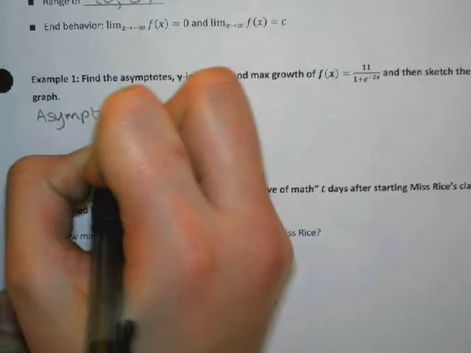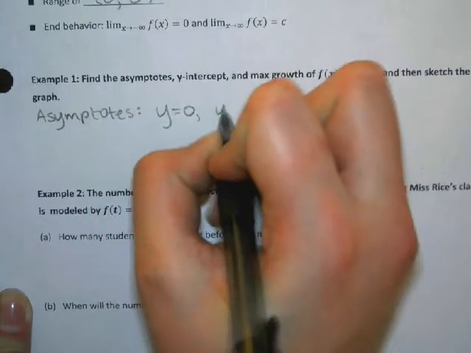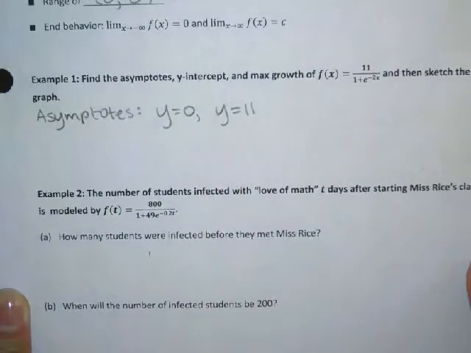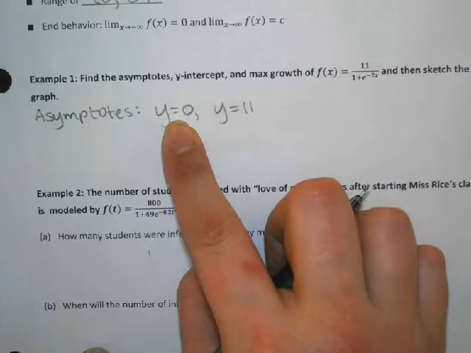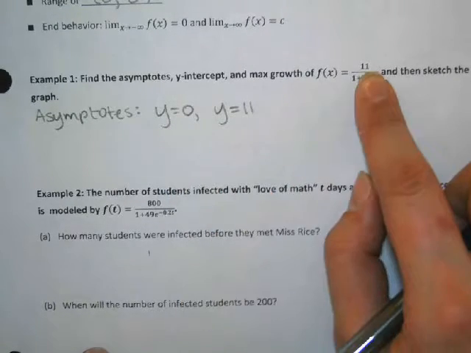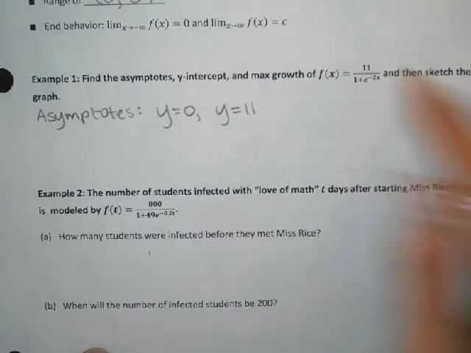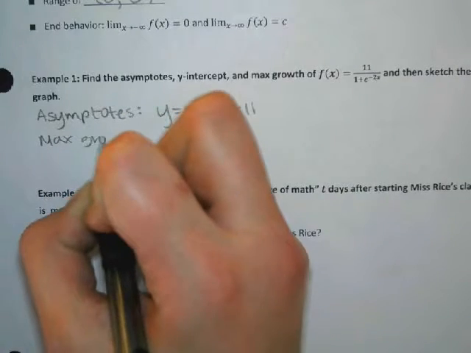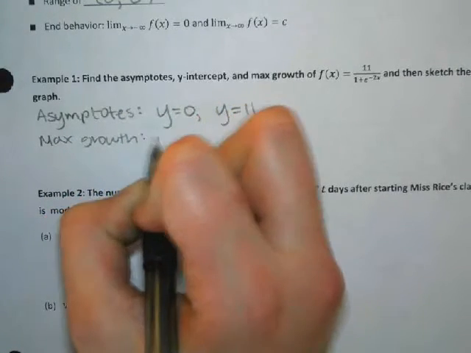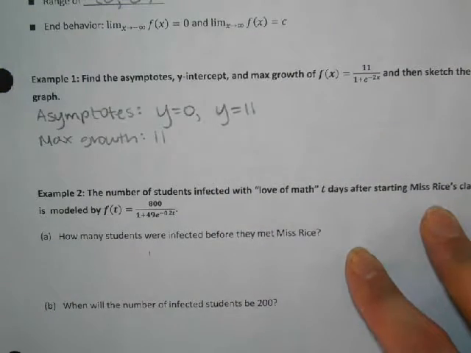All right, so where did you get y equals 11 from? It's the carrying capacity. Yep. So the bottom of the graph is always 0. The top of the graph is always the carrying capacity, or the limit to growth, or the maximum growth. So we already found it, but what is the max growth? 11. Okay. And then how do we find the Y-intercept by hand?